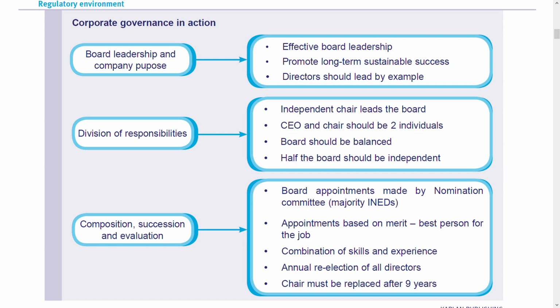Third, we are going to the composition, succession, and evaluation. How the board is composed. Succession means if, let's say, an employee is retiring or going off, who is taking his place? Are there any processes in place so that if one leaves, the other one can take over? And evaluation, how the performances are evaluated.